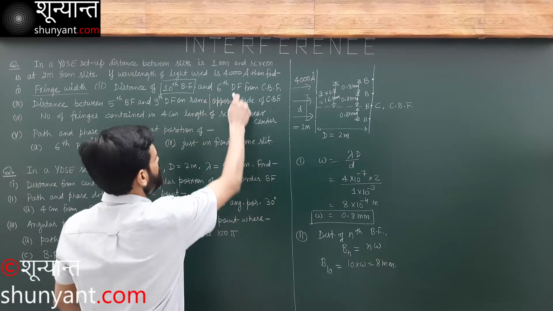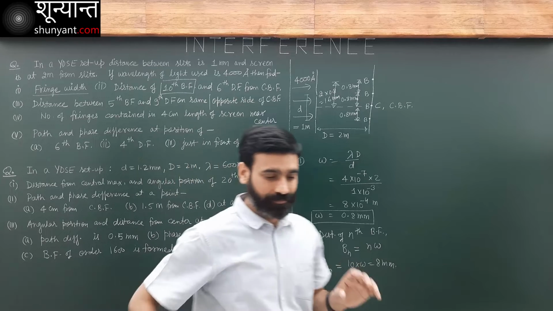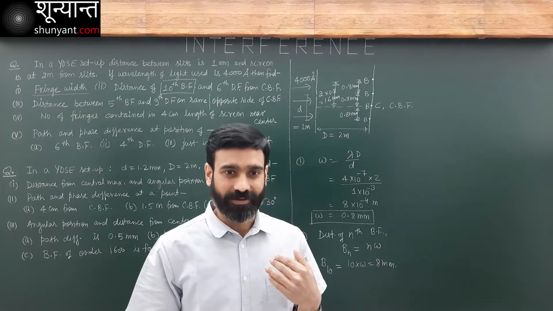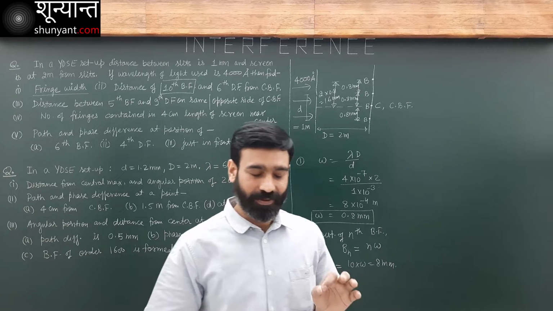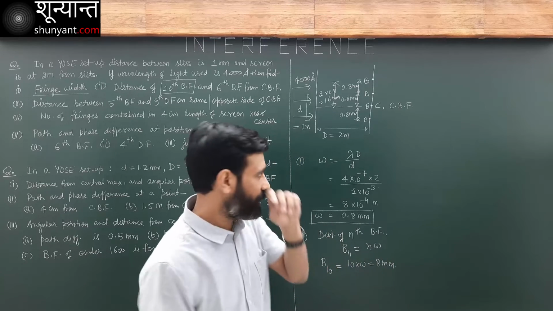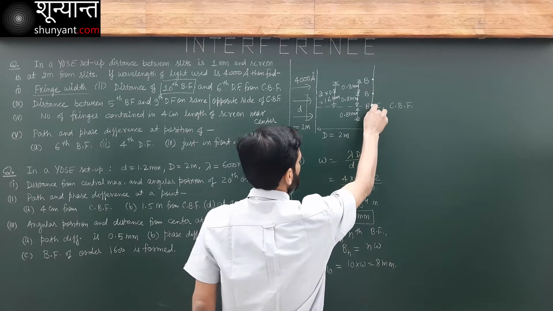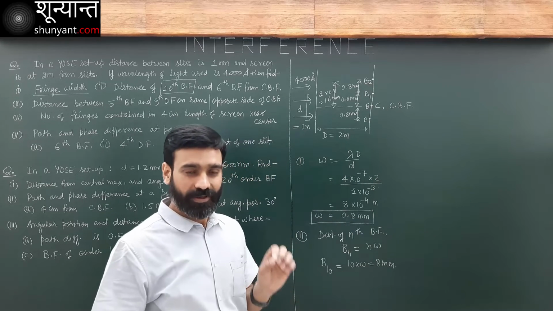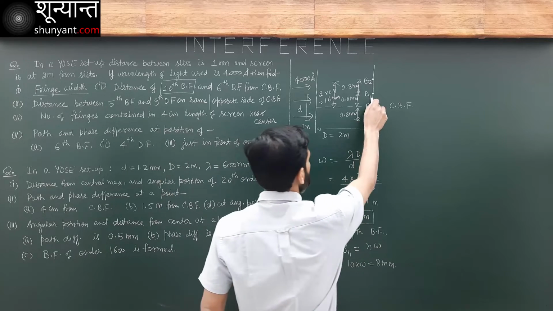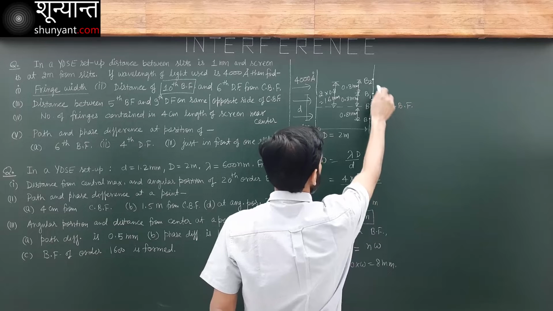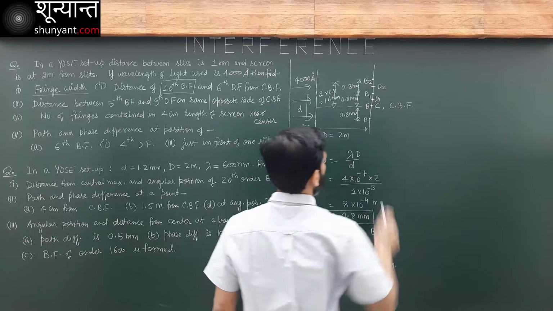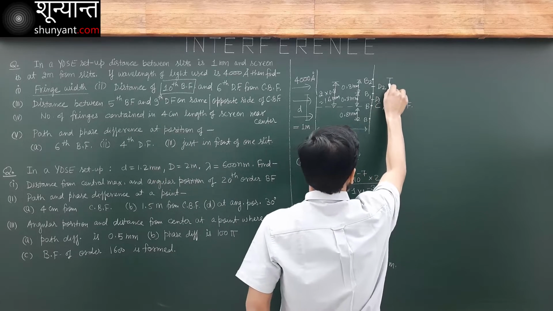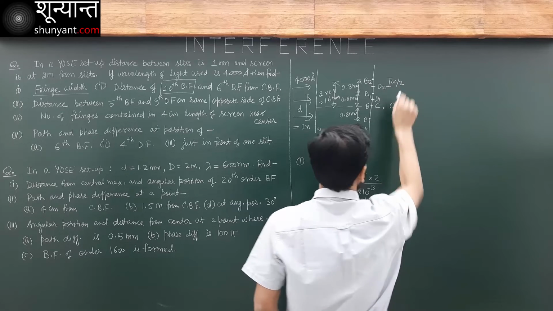Now, sixth dark fringe. Here we have a formula also, but let's not go for the formula. Let's apply simple common sense. This is my central bright fringe. This is the first bright fringe. This is the second bright fringe. Where will be the first dark fringe? First dark fringe will be here. Here I will have the second dark fringe. What will be the distance between a bright fringe and a dark fringe? This is going to be half of omega.